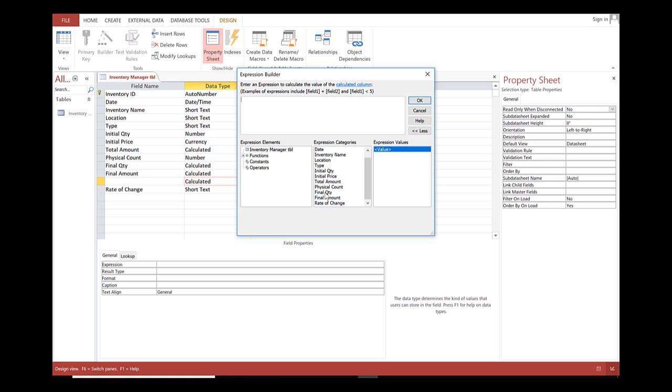Is the final quantity times the initial price, minus the initial quantity times the initial price.